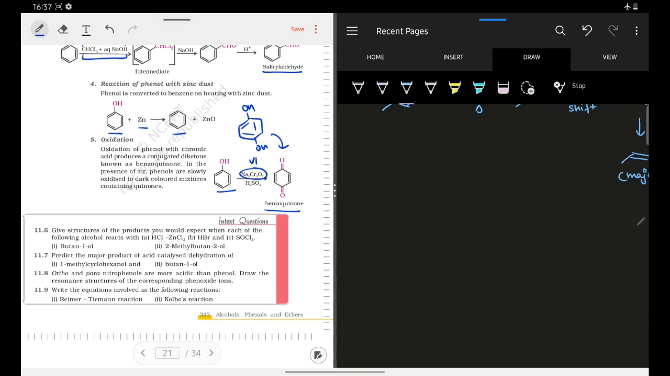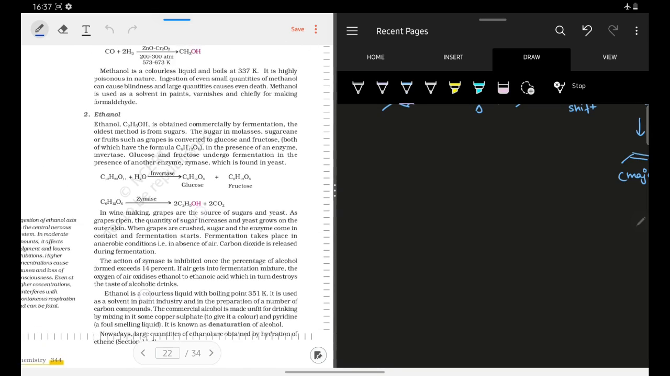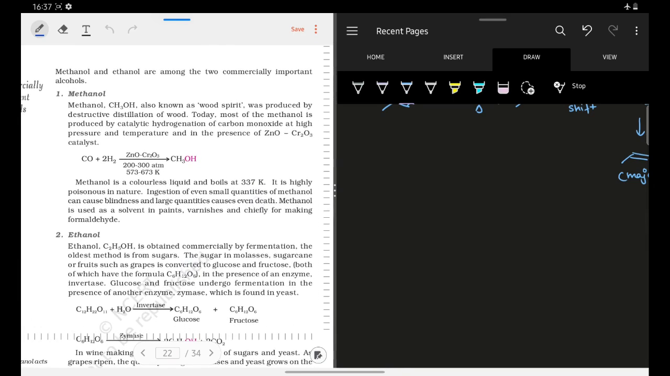There's nothing more to it. Write the equations involved in the following reactions. The Reimer-Tiemann reaction we have just done, and Kolbe's reaction also we have just done, right? Now there is one important thing: do not get confused between Kolbe's reaction and Kolbe's electrolysis reaction. These are two different reactions. Kolbe's electrolysis is when you electrolyze the sodium salt of carboxylic acids to obtain alkanes. So that is quite different from this one.